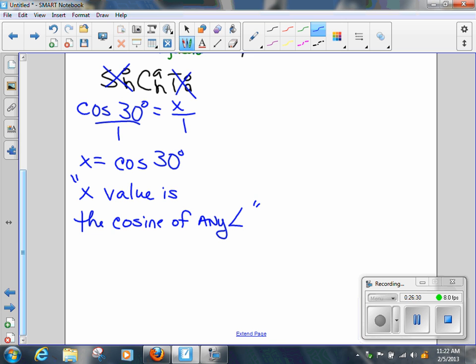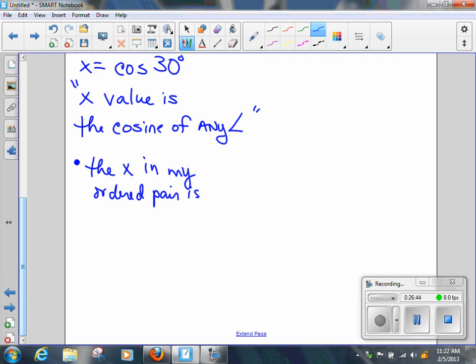What? Let's say it a different way. The x in my ordered pair is the cosine value. All I just did was write it a different way. I hope you're writing this down. Because if you're not, I can guarantee you this will be what I check.